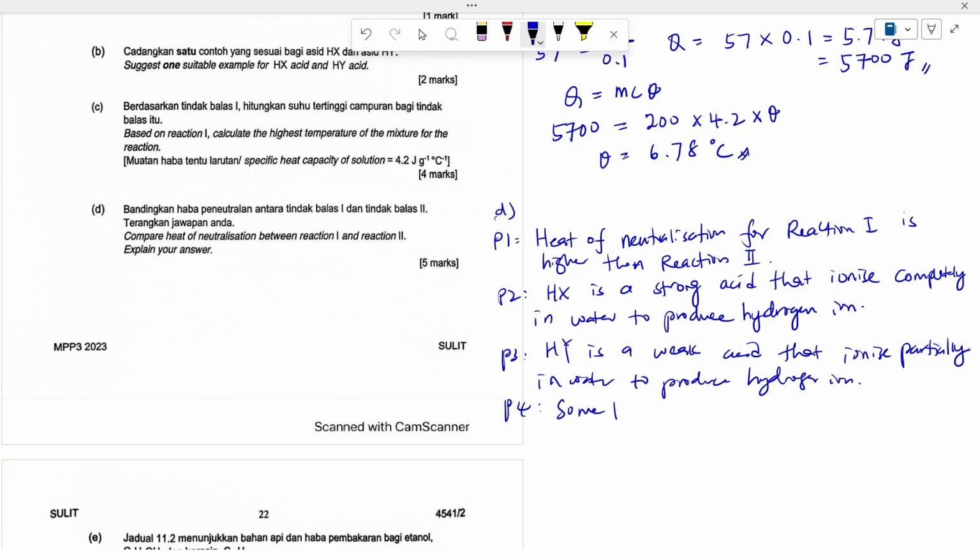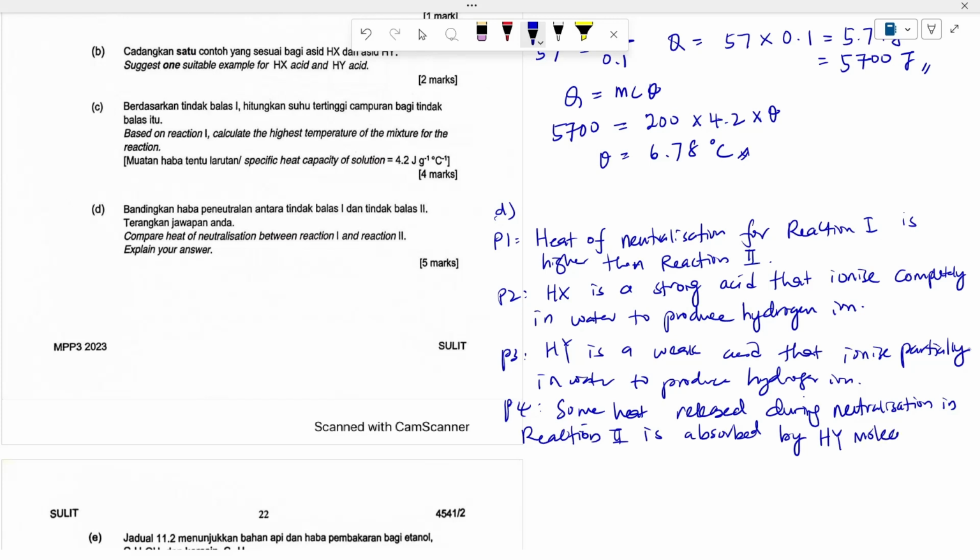So point number 4: some heat released during neutralization in reaction 2 is absorbed by HY molecules to ionize completely.